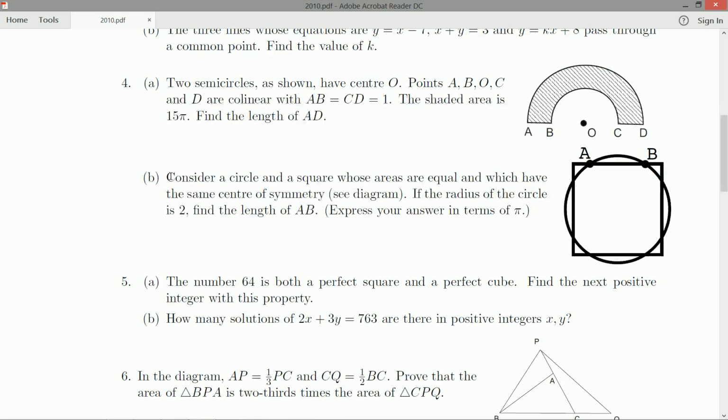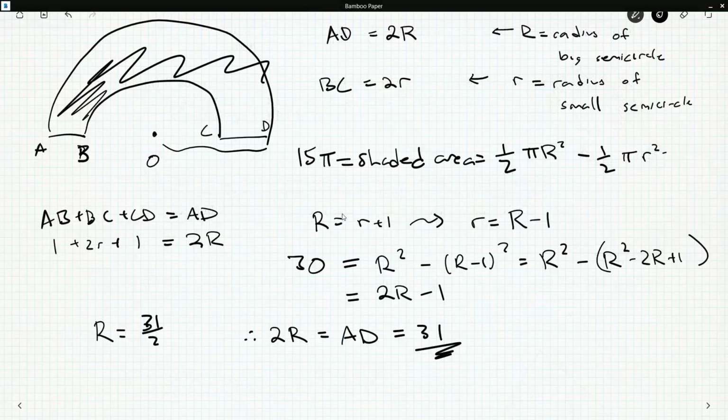Okay, B part. Consider a circle and a square whose areas are equal and which have the same center of symmetry. So they both have the same center. If the radius of the circle is 2, find the length of AB. Express your answer in terms of pi. So the radius of the circle is 2.